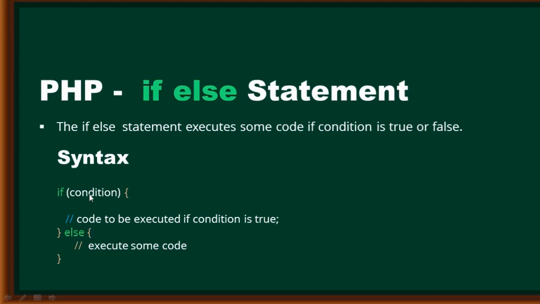So if the condition set here is true, this block will execute. If the condition set here is not true, the code in the else block, which is this code here, will execute. So let me illustrate how that works.